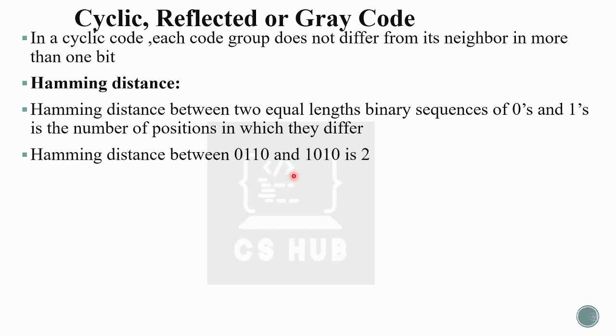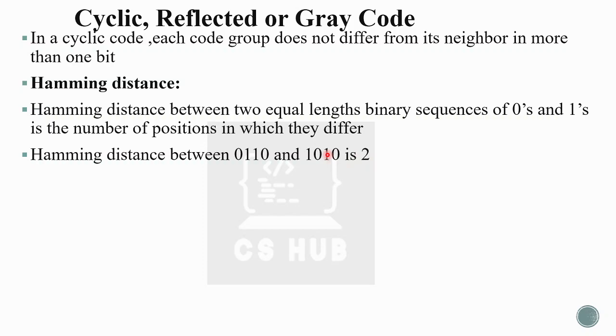Our distance is 1. Consider the second position. Here it is 1, here it is 0. So another position is added, right? So our distance is 2. Then the third position, here it is 1, here also it is 1. Fourth position, here it is 0, here also it is 0. So our Hamming distance is 2.